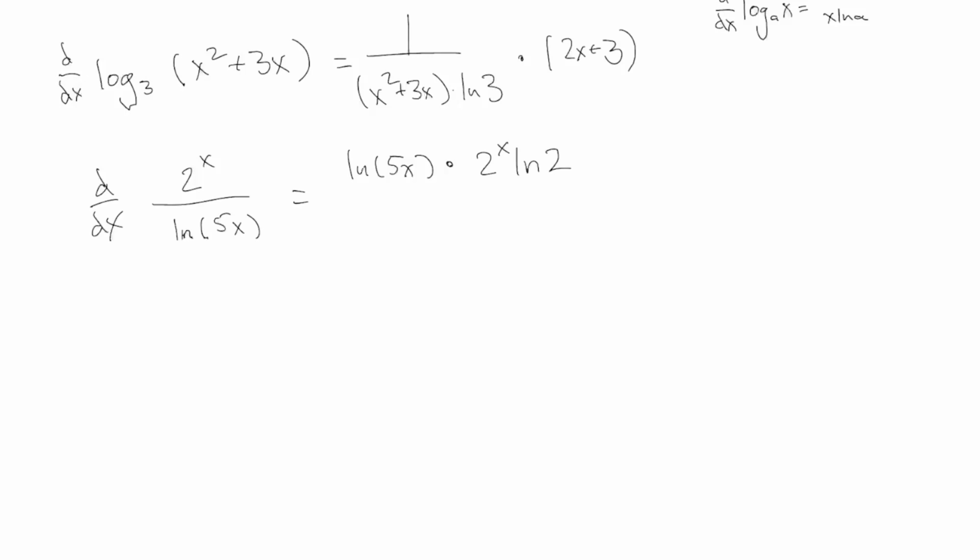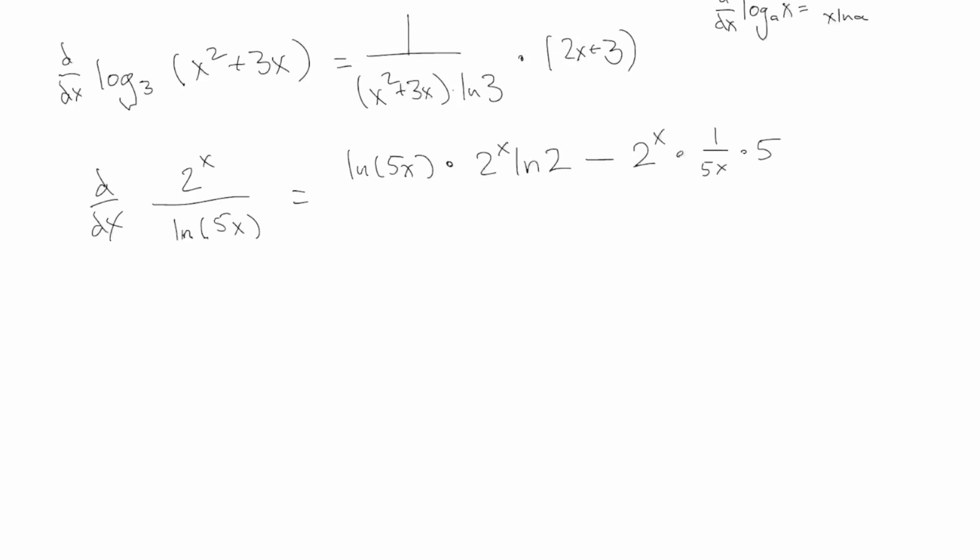This is the old rule. I wrote this rule at the very beginning of class. Derivative of a to the x is a to the x ln a. A lot of ins and outs. Anyway, that was the beginning of the quotient rule, right? The bottom times the derivative of the top, and now I go minus the top, like it is, 2 to the x, times the derivative of the bottom, and the derivative of ln 5x is 1 over 5x times 5.